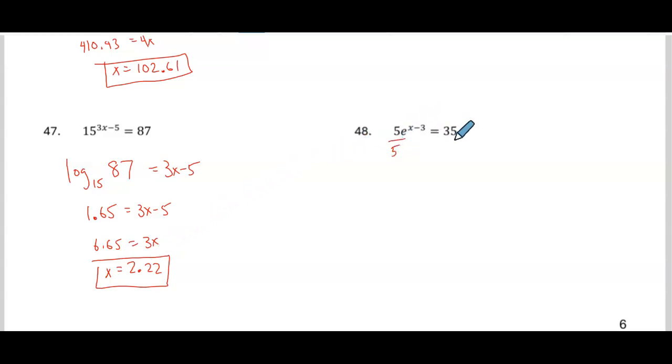Okay, dividing 5 here. And the reason I have to do that, you always need your base to be isolated. So I have to get the e by itself. So now I have e to the x minus 3. And e is solved with a natural log. Exponent goes across, and the 7 comes in. So solve natural log 7, you get 1.95 approximately. If I add the 3, I'm at 4.95. And we're good.